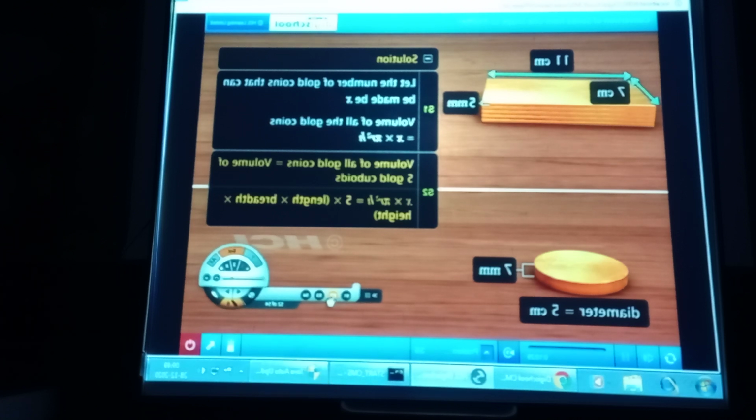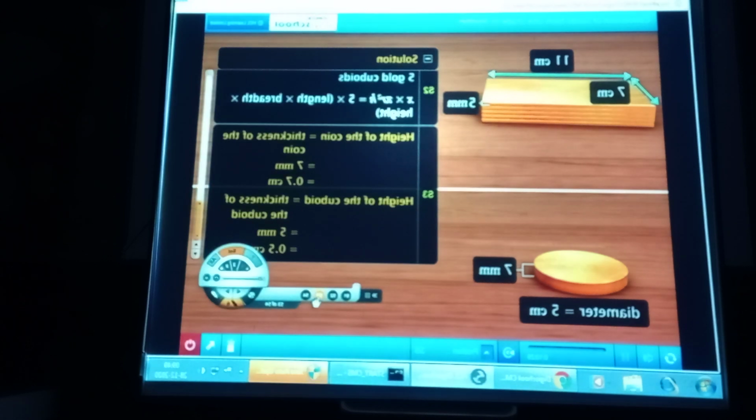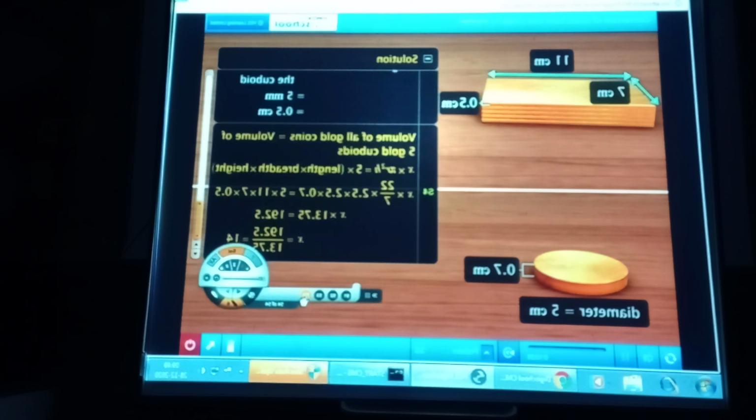The volume of all the gold coins is equal to the volume of the given 3 cuboids. The height of the coin is equal to its thickness, and the height of the cuboid is equal to its thickness. We convert the units of the thicknesses of the coin and cuboid into centimeters. Next, put in the values of the dimensions in the formulae for finding volume of a cylinder and volume of a cuboid. Then we simplify. Thus, we find the number of gold coins that can be made.